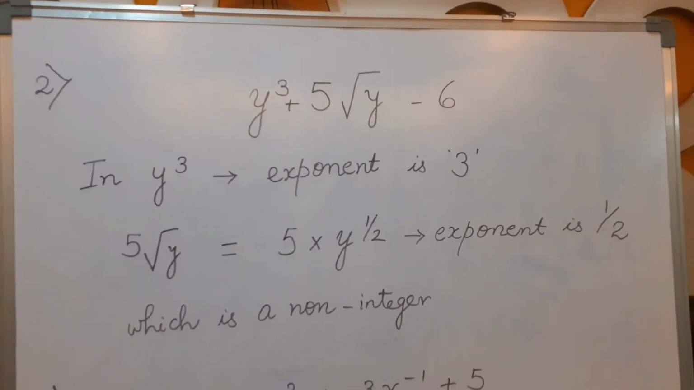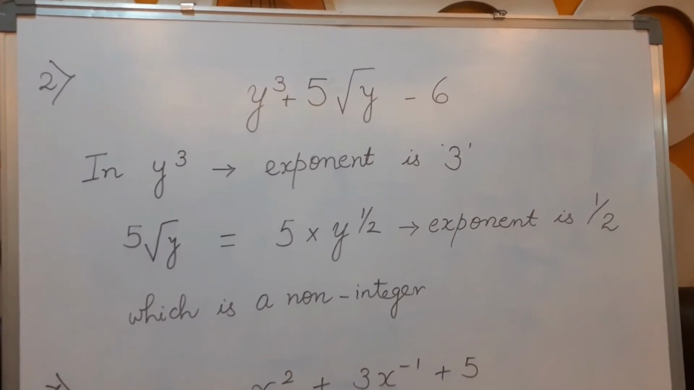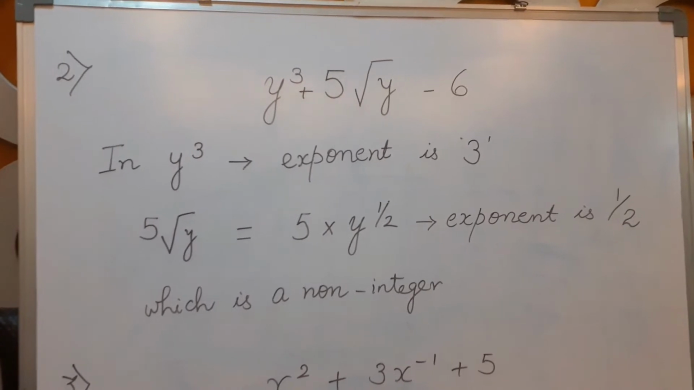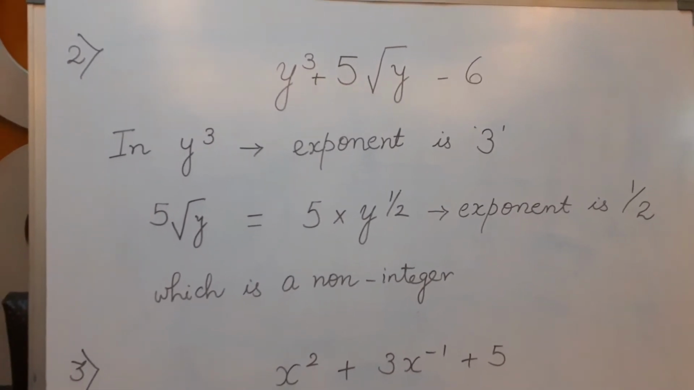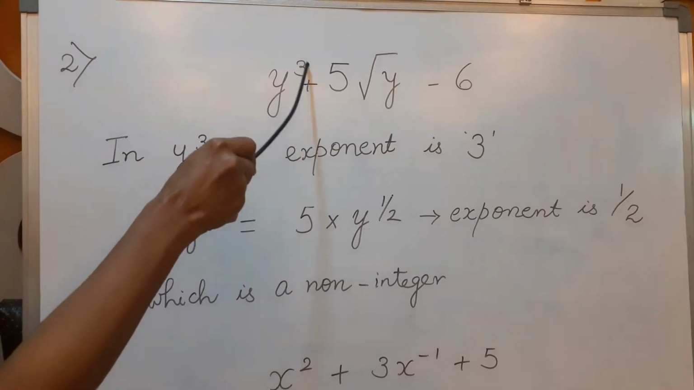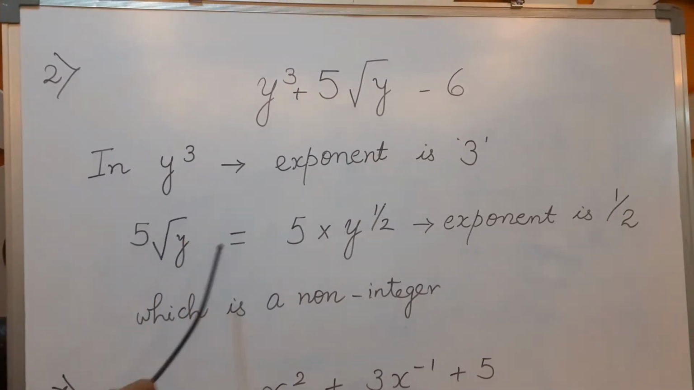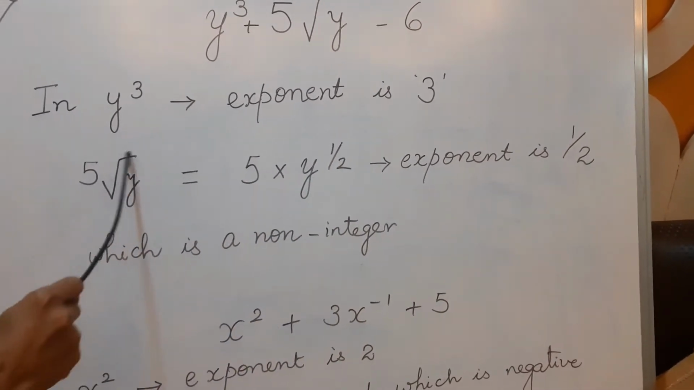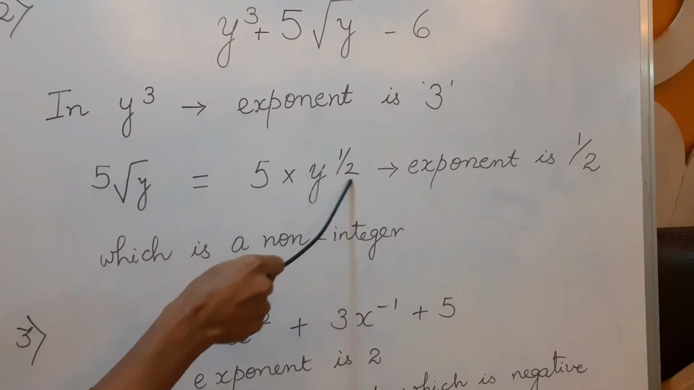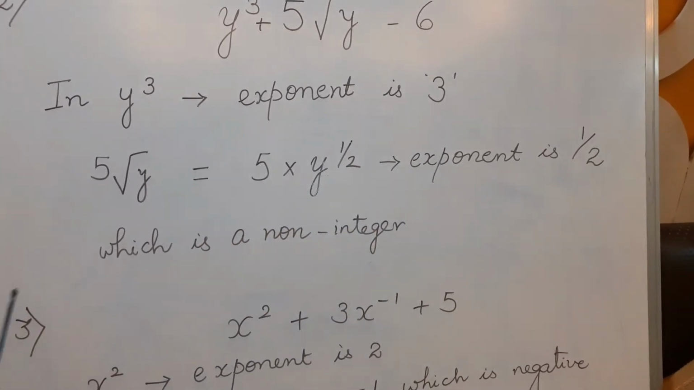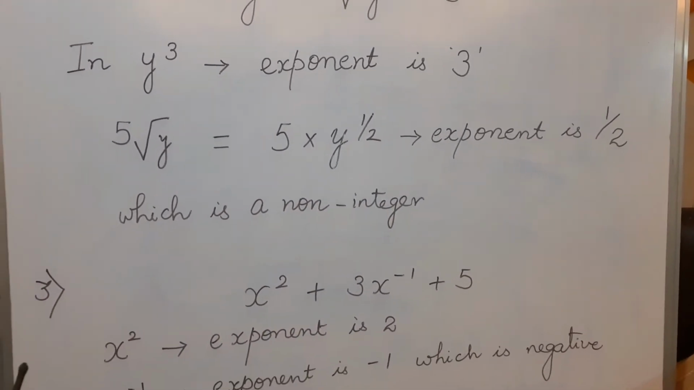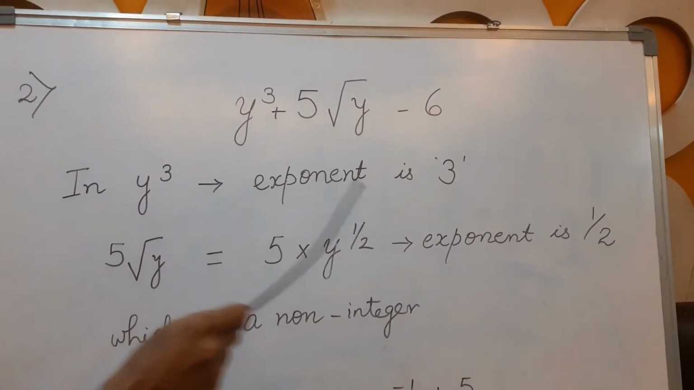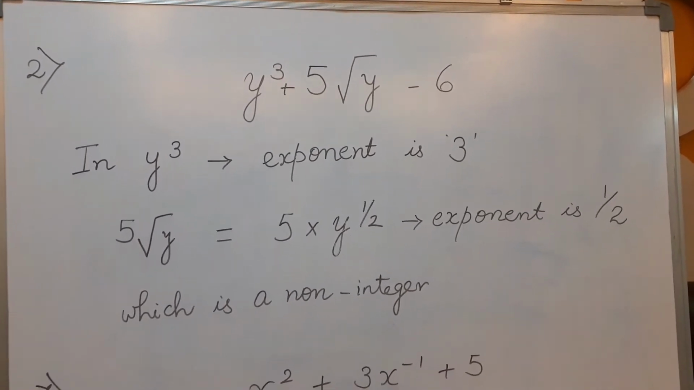We take an algebraic expression y cube plus 5 root y minus 6. Now in this expression y cube, the exponent is 3 and in 5 root y, which is nothing but 5 into y raised to 1 upon 2, that is root y is nothing but y raised to 1 upon 2. Hence the exponent would be 1 upon 2. 1 upon 2 is a non-integer and hence the algebraic expression y cube plus 5 root y minus 6 does not fulfill the criteria of being a polynomial.